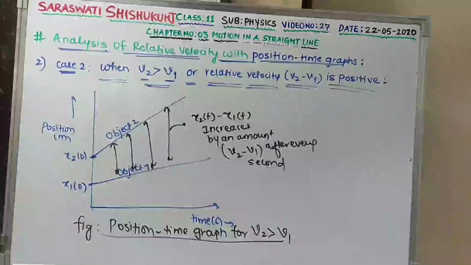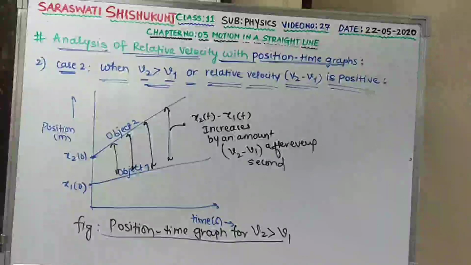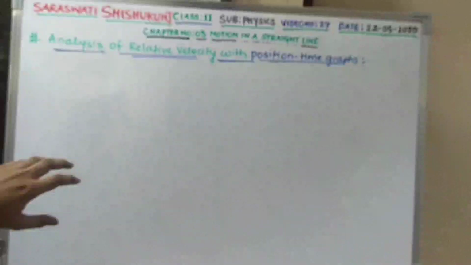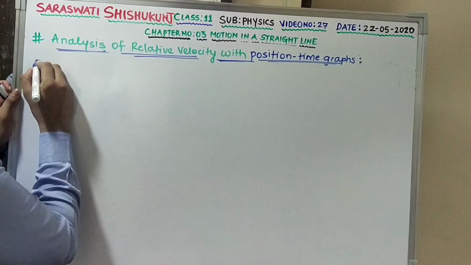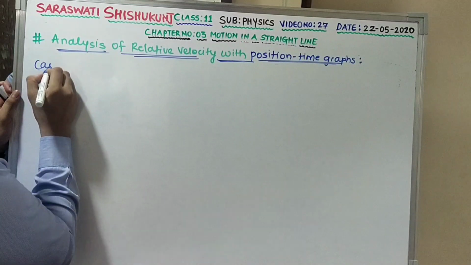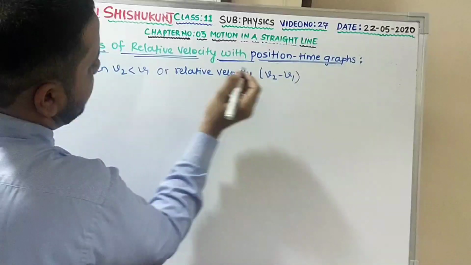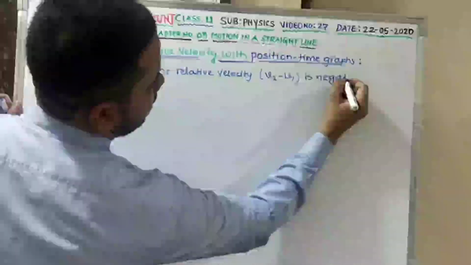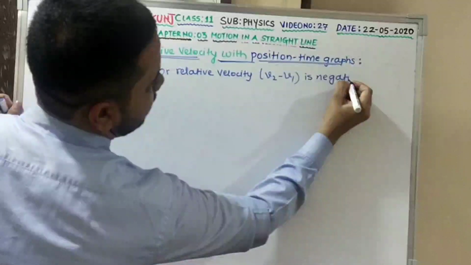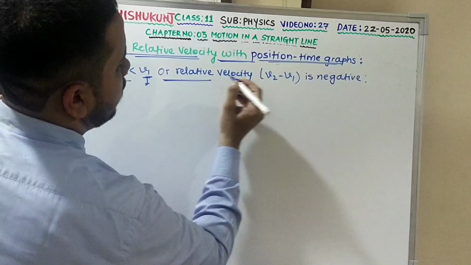Moving ahead to the last case, when v2 is less than v1. Moving to the last case we do have, that is case number 3, when v2 is less than v1, where we are having relative velocity. What is the relative velocity formula? v2 minus v1. Here v2 is less than v1. This is more and this is less. So less minus more is going to give you what? It is negative. Is this clear?